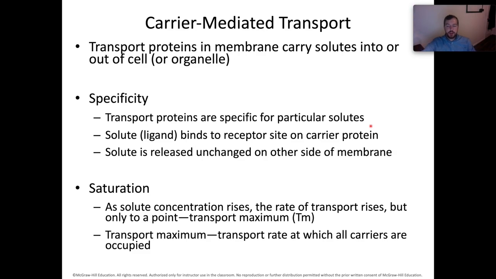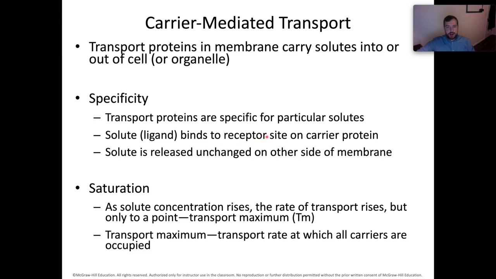Okay. So that's all the passive mechanisms. Now let's go on to carrier-mediated transport. Transport proteins, like I told you before, can carry things in or out of the cell or out of an organelle since they have membranes too. Carrier-mediated transport is much more specific. They're specific for particular solutes.